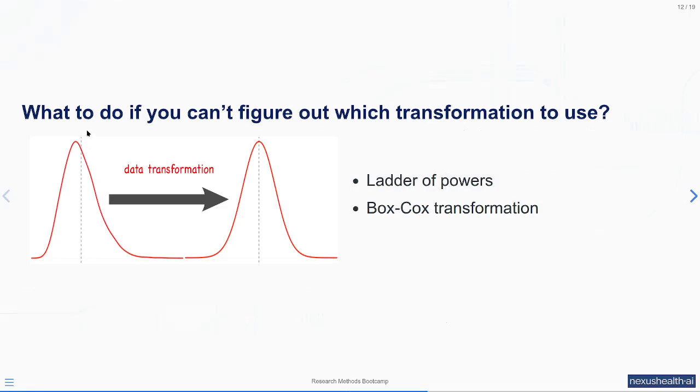So for example, if you look at this first graph, this is where the mean lies, so there's a right skew, and then following data transformation, it's a bit more normal, and you find the mean is central and the curve is symmetric. So there are two approaches. We can use what is called the ladder of powers, or we can use the Box-Cox transformation.